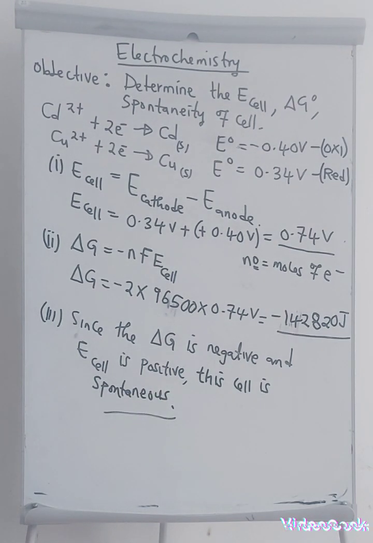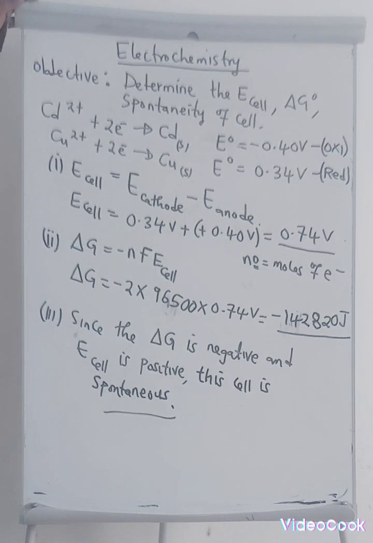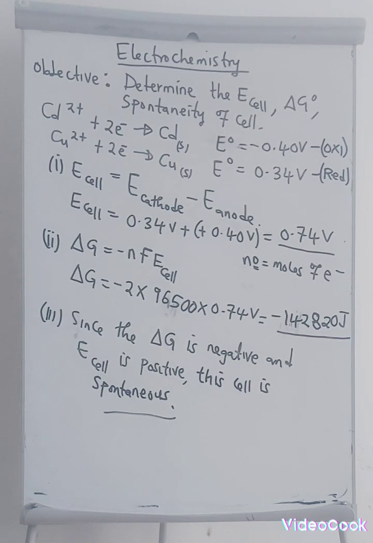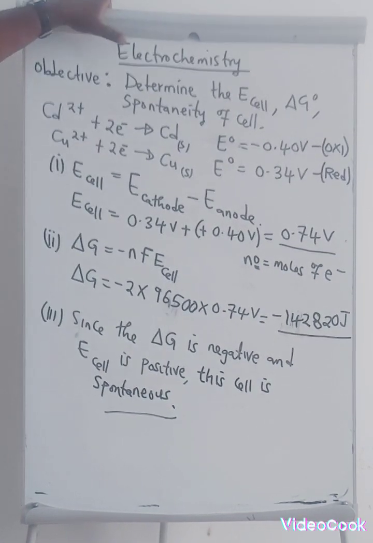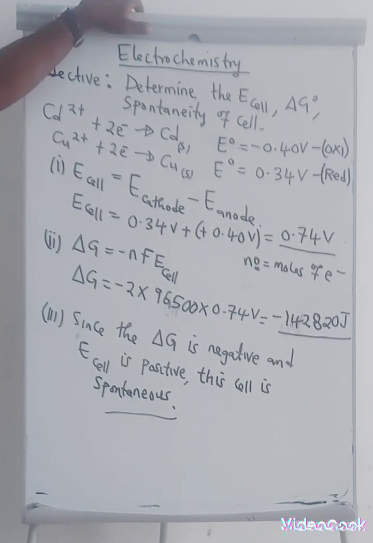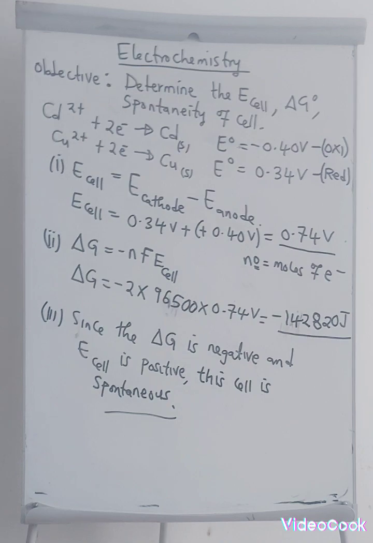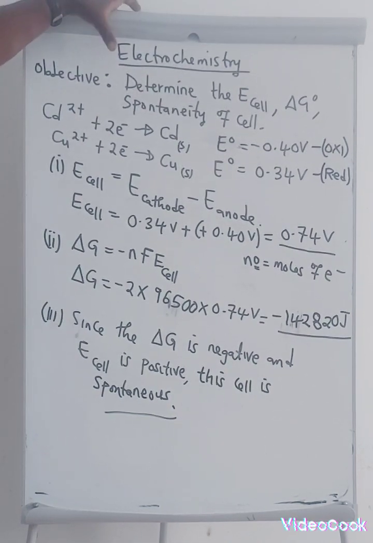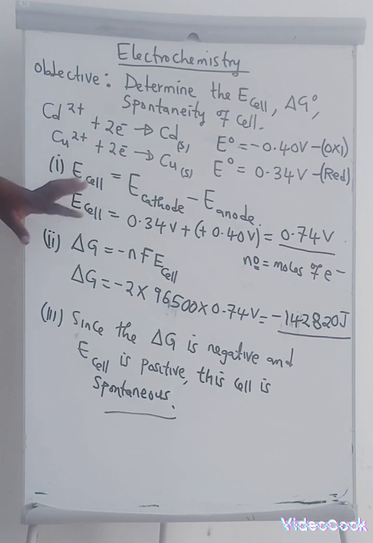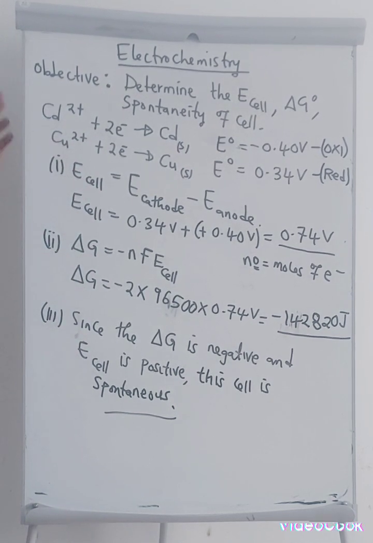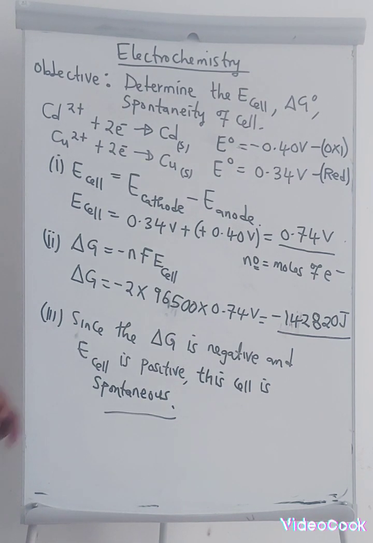Spontaneity of a cell is the ability of a given cell to undergo a reaction without external influence, without help from the external, like charging. So this cell does not need charging. It will just work as it is. It's spontaneous. It will work without charging, without external help or influence. That is spontaneity of a cell. So see you as we keep exploring more questions on electrochemistry.